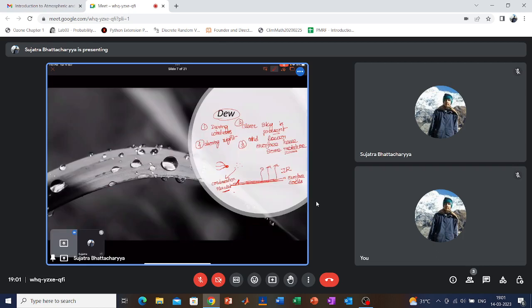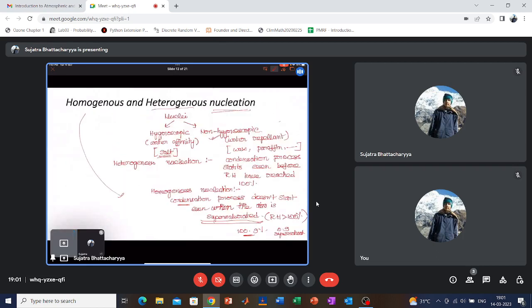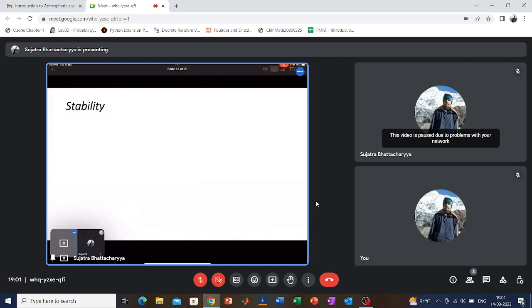Okay, now we will go towards the concept of stability again. I have already explained some concept of stability, but I will explain it again. That will be clearer, and I will try to explain it in a more elaborate way.